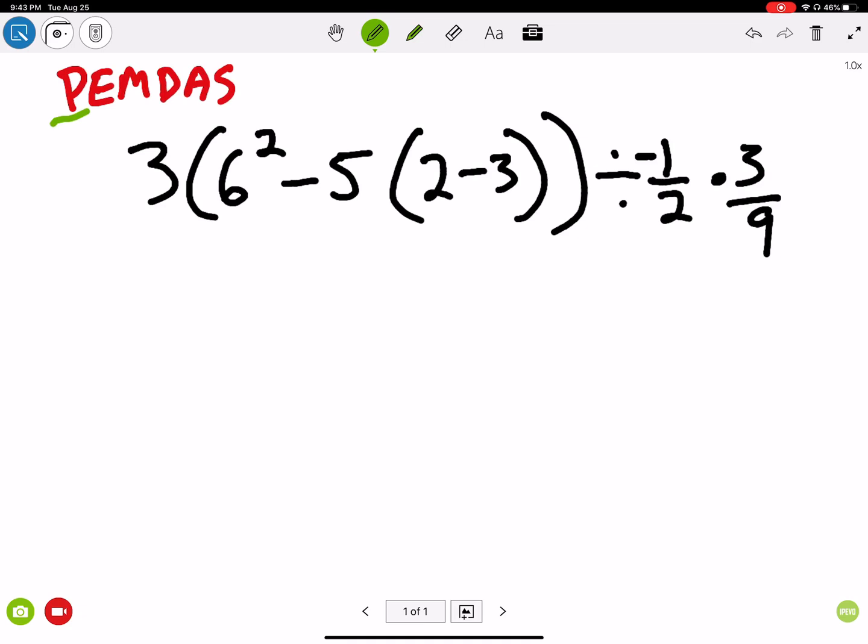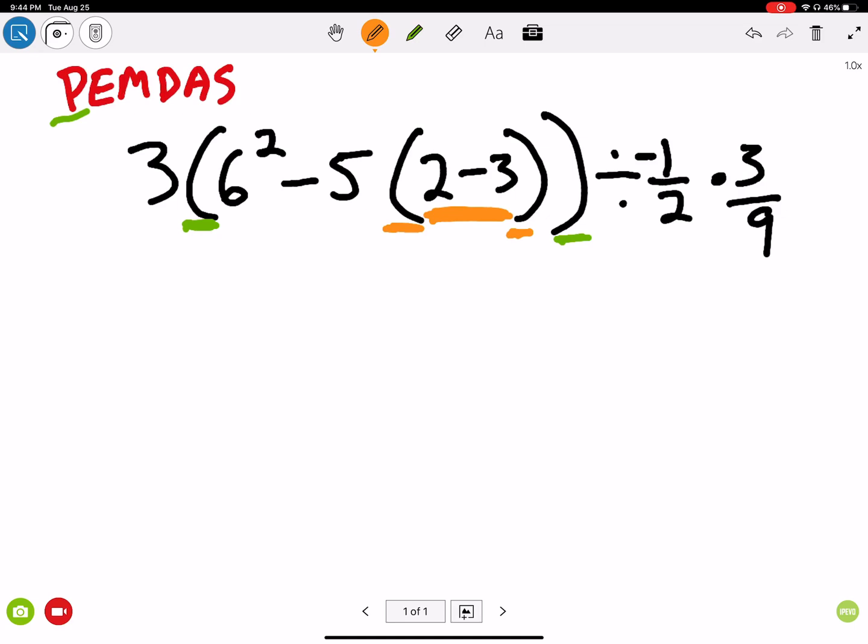P stands for parentheses. Oh no, I've got two sets of parentheses. I have the first set, which starts here and ends here, and then I have a second set that starts here and ends here. How do I know where I'm going to start? Here's what you're going to do. You're always going to work with the innermost parentheses first, okay? Meaning that your number one step is to work on what the innermost parentheses are.